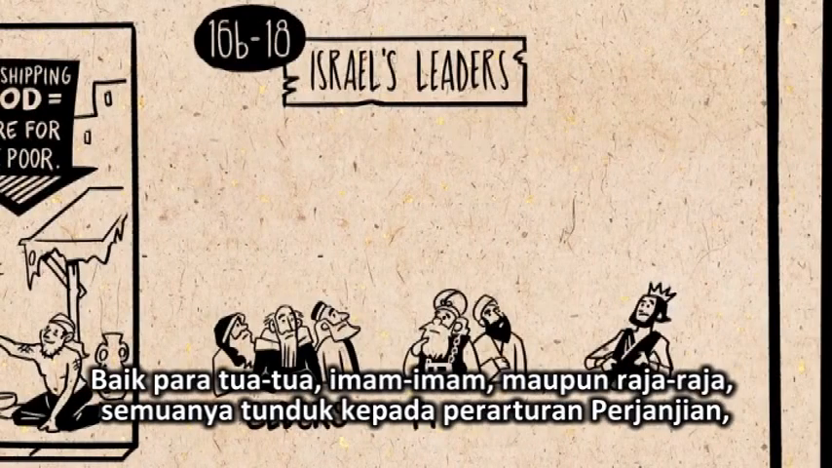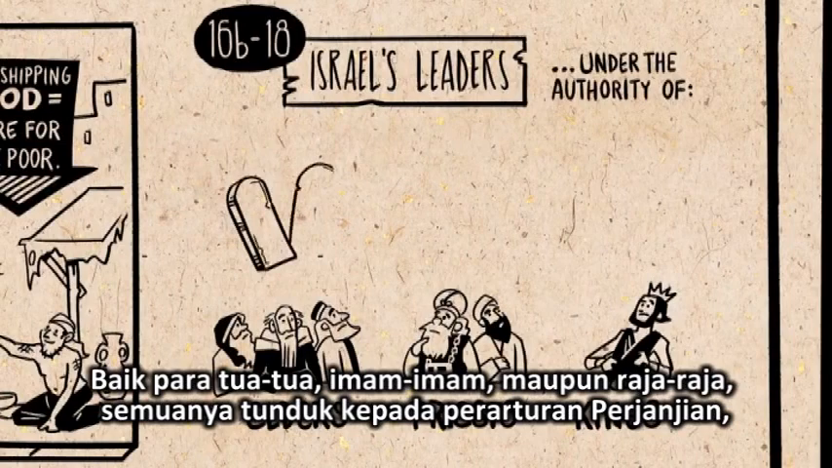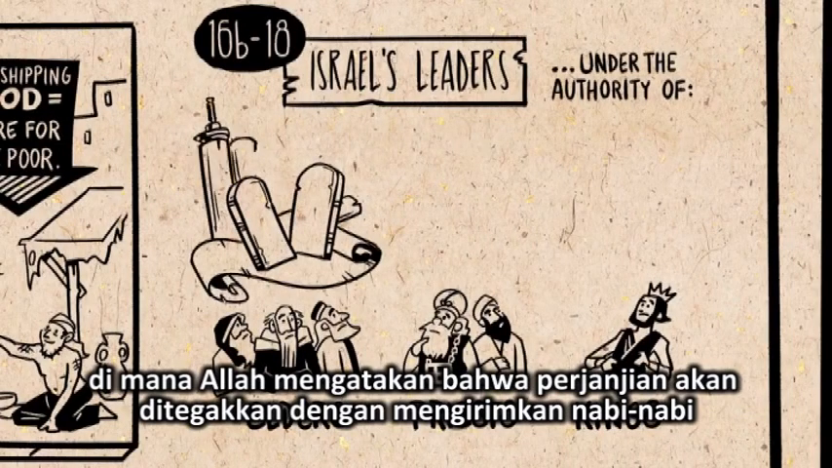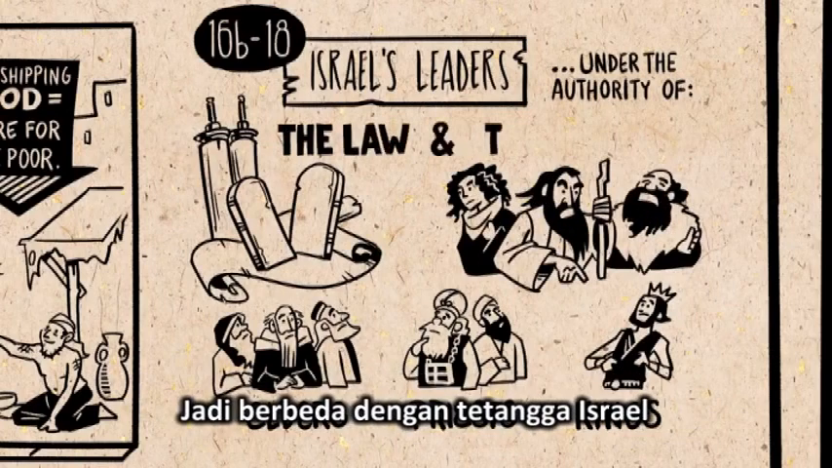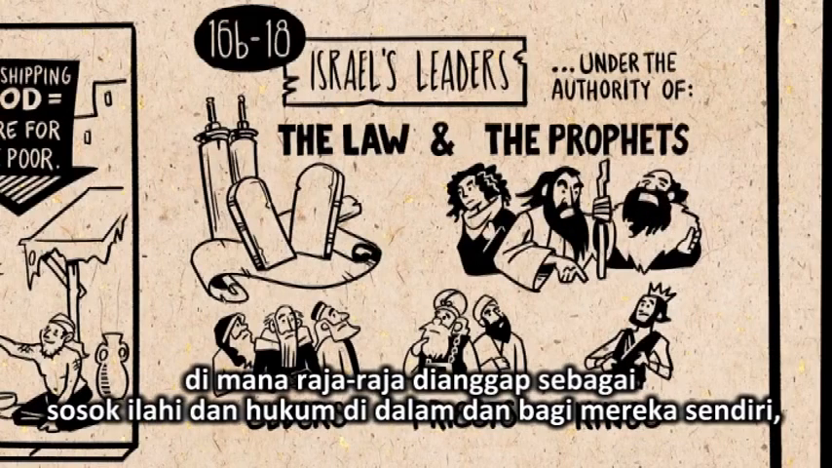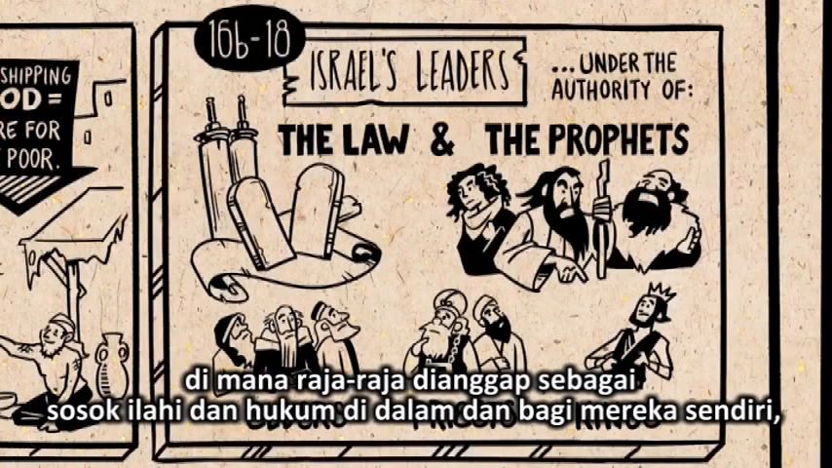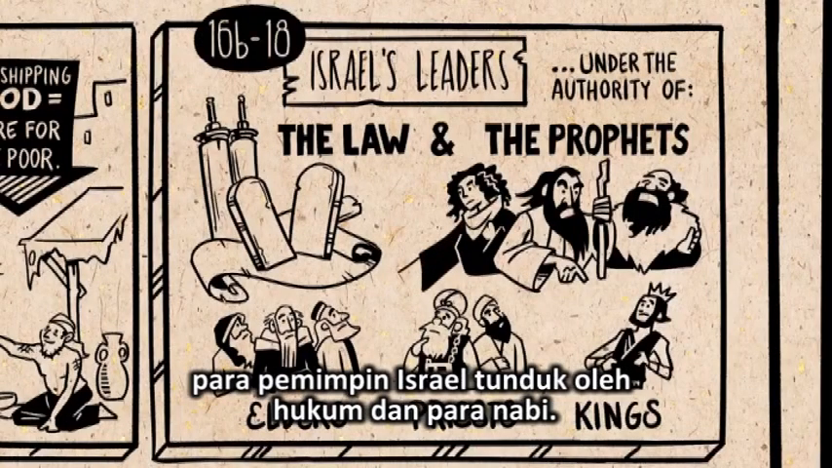So the elders, the priests, the kings, these were all placed under the authority of the covenant laws, which God said that he would enforce by sending prophets to keep the leaders accountable. So in contrast to Israel's neighbors, where kings were thought of as divine and a law unto themselves, Israel's leaders were subordinate to the law and the prophets.